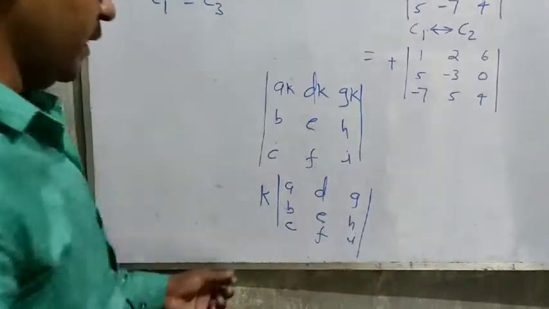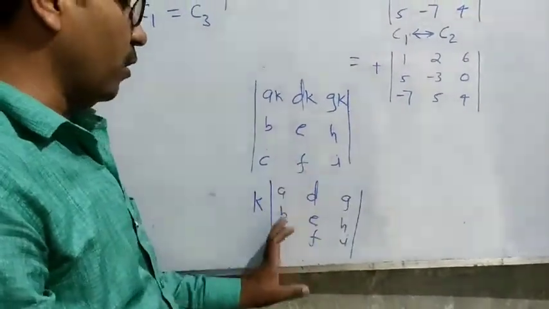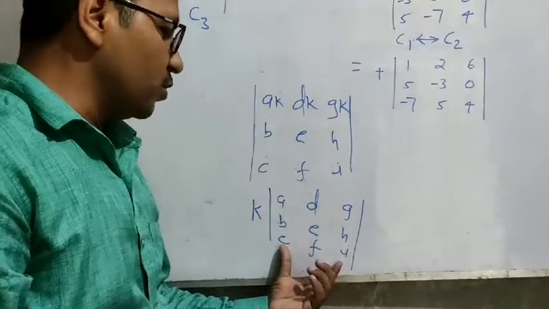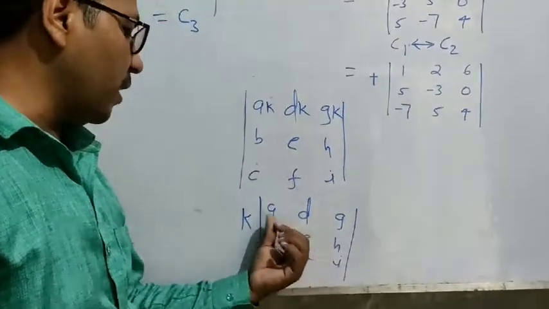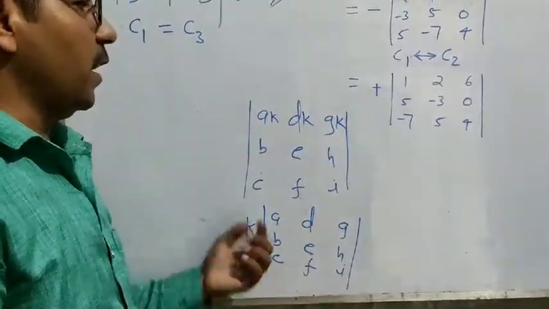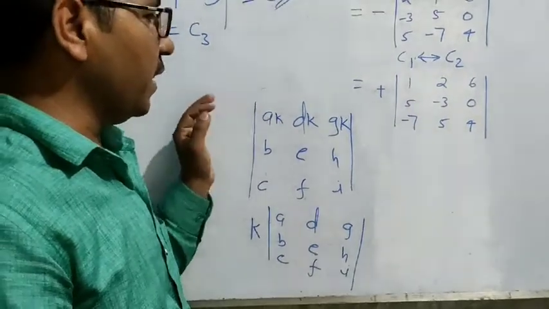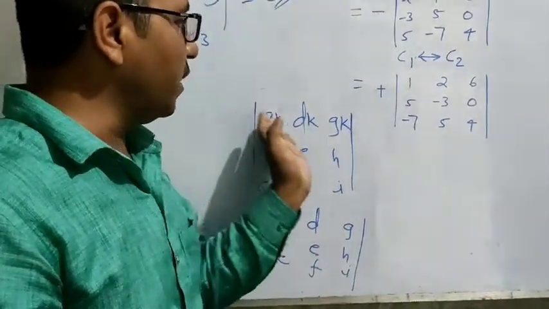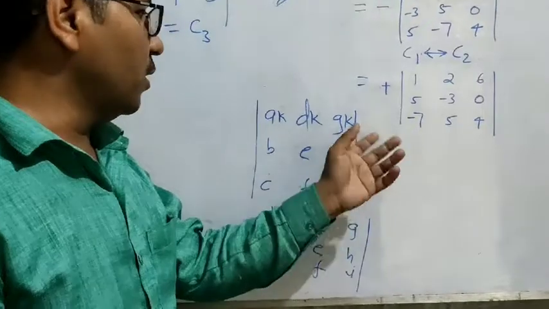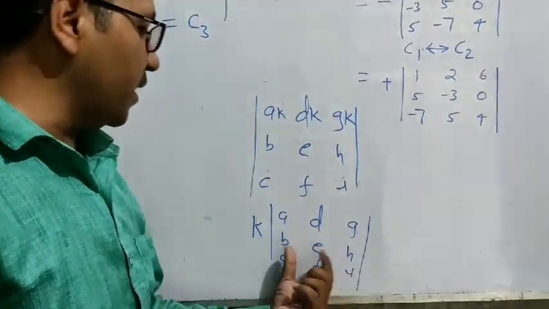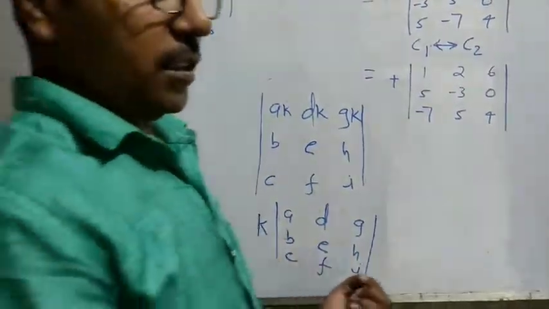So what are we getting here? If we find the value of this determinant, this value will be multiplied with this constant only. That property is telling us that if you multiply any row or column with a constant, the total value of the determinant will be multiplied with this constant only.